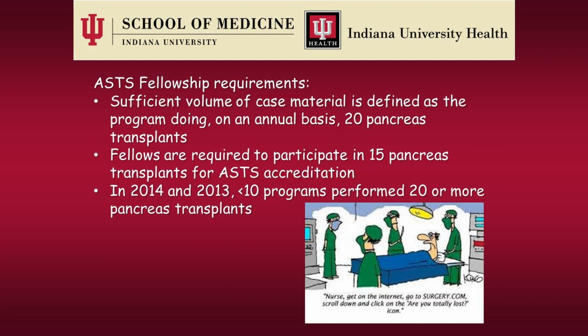This is an important topic. The ASTS fellowship requirements are a sufficient volume of case material for the program. They have to do 20 pancreas transplants to be accredited, and then the fellows themselves have to participate in 15 pancreas transplants for their accreditation. So a program doing 20 pancreas transplants with 2 fellows is unlikely to be able to train 2 fellows to do pancreas transplants properly. In 2014 and 2013, there were less than 10 programs that performed 20 or more pancreas transplants in a year.